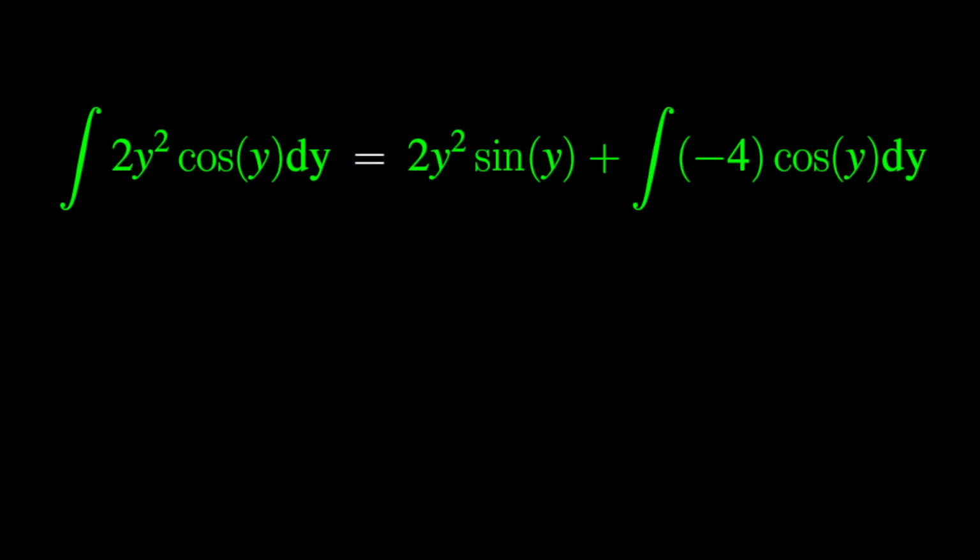Now we have to aggregate the results of these repeated applications of integration by parts to get the final value of the antiderivative of 2y squared times cosine of y. The first integration by parts gave the following result. The integral of 2y squared times cosine of y dy is equal to 2y squared times sine of y, plus the integral of minus 4 times cosine of y dy.